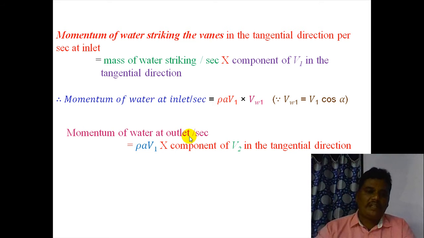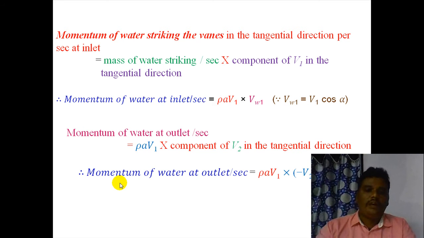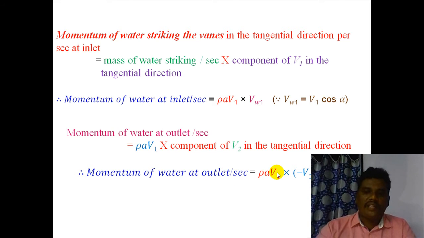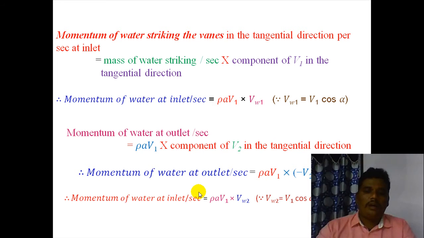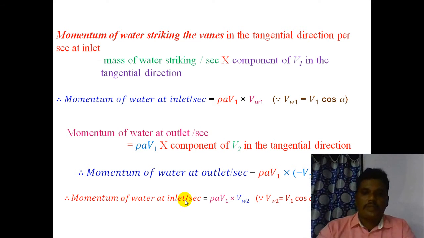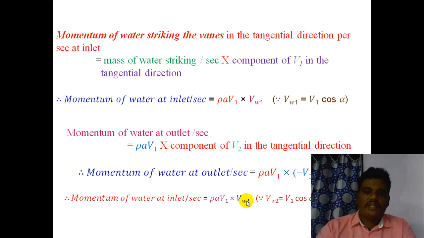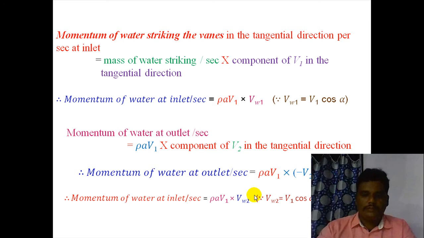The momentum of water at outlet per second is equal to rho a V1 multiplied by the velocity component of V2 in the tangential direction. Now, the momentum at outlet per second is rho a V1 multiplied by minus V2 cos beta. This is V1 cos alpha, and this is minus V2 cos beta. V2 cos beta can be written as Vw2, which is the whirl component.